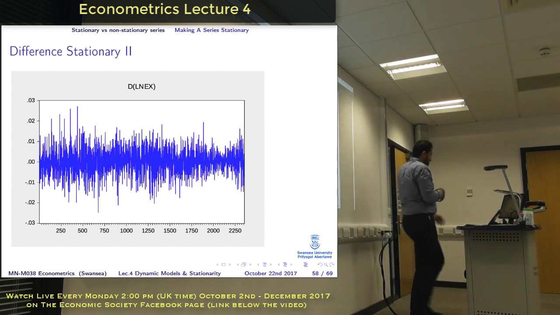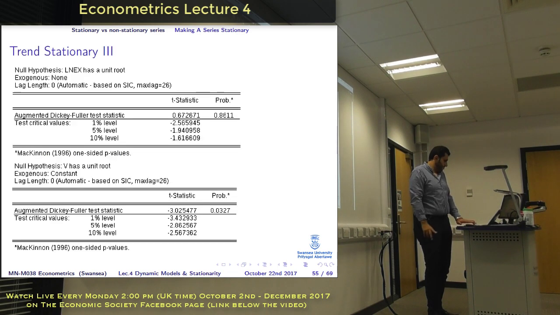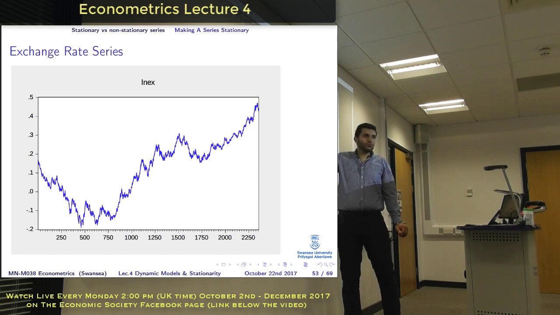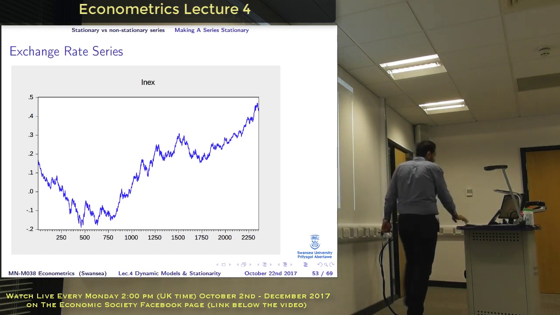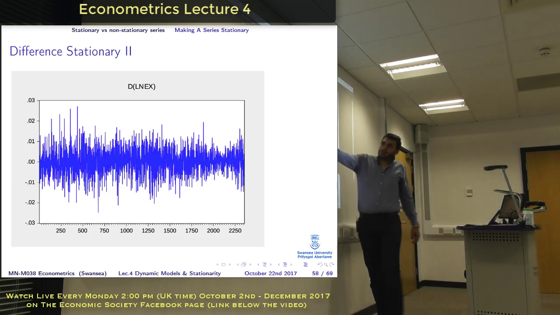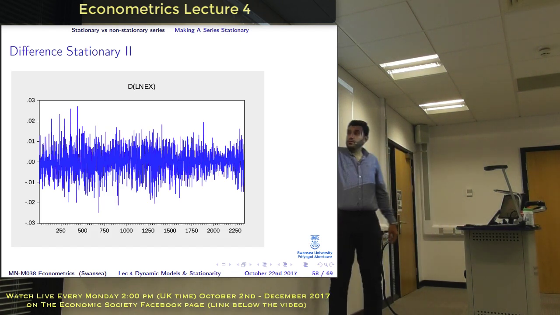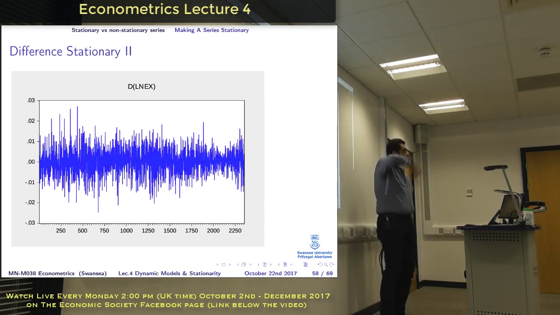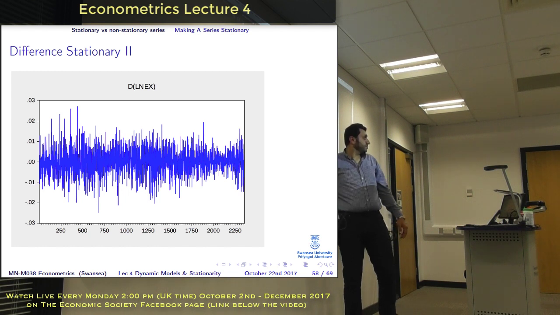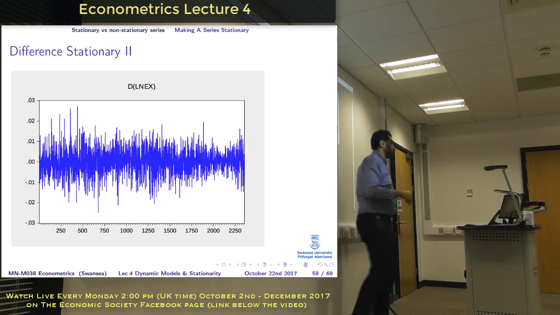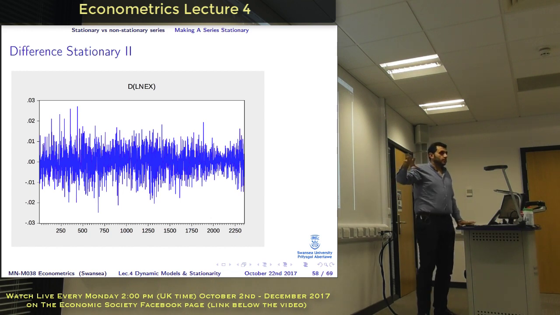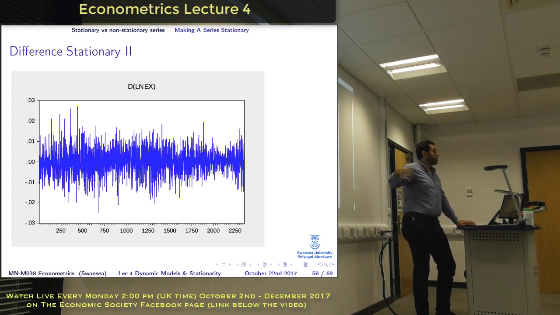So if you compare this graph, this is the original time series. It has an upward trend, and it is very obvious it's not stationary. When you compare this to this one, it's going up and down around a constant mean over time. So that is the first difference. It's very obvious now that this is stationary. Now it became stationary.